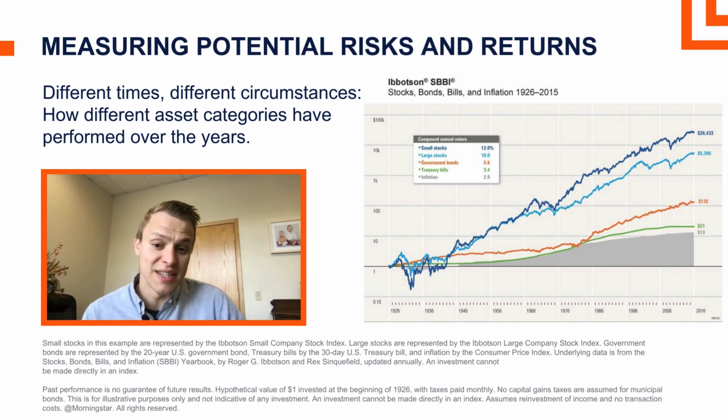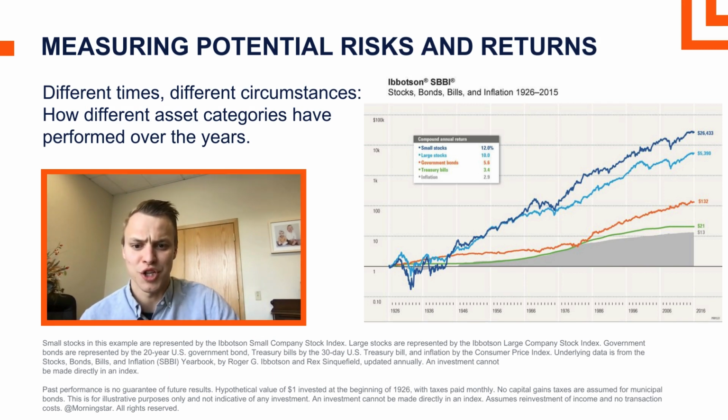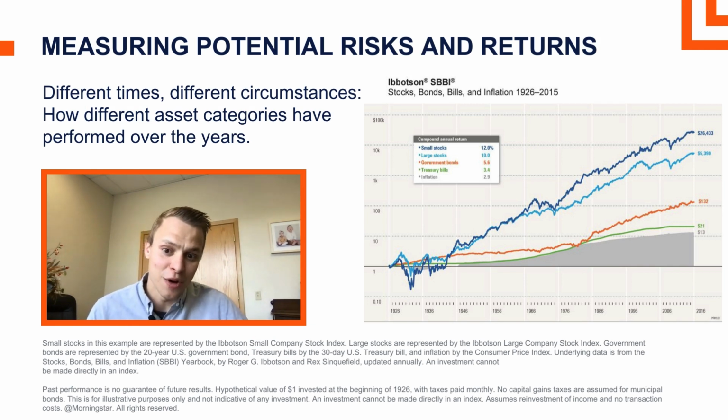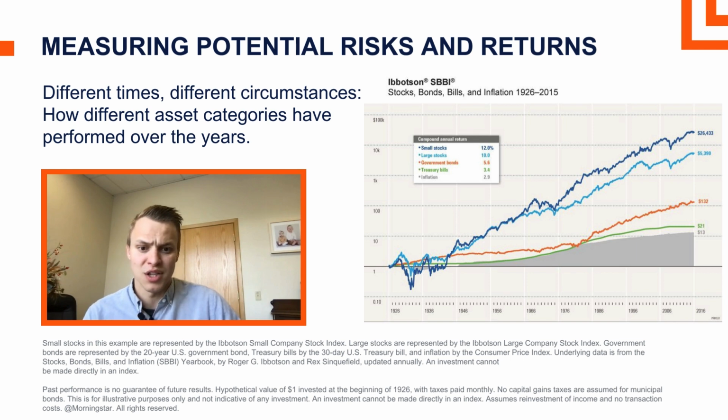Let's talk about these different asset categories. Simply put, a stock represents ownership within a company. A bond is essentially an IOU that a borrower, such as a government organization or a corporation, gives to an investor and promises interest payments and then future repayment on that loan.